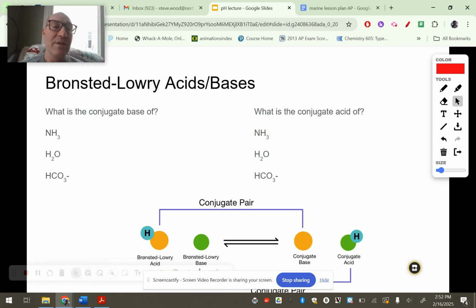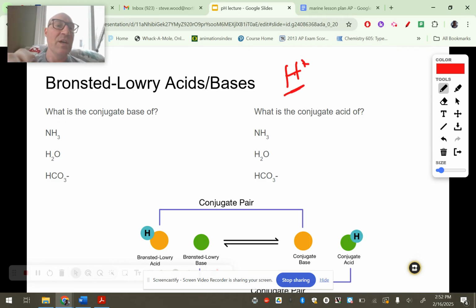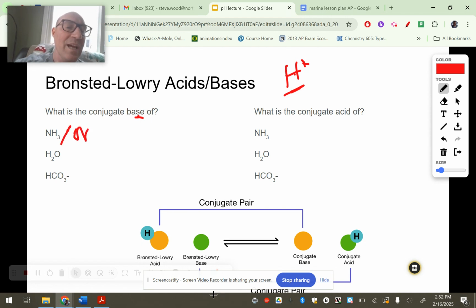Okay, now this is important. This is a major definition of chapter 16: acids, by definition, are things that donate H+. So acids get rid of H's. What is the conjugate base of this acid? The conjugate base of this acid would be NH2. And when you lose an H, you lose a positive charge, so NH2 minus.